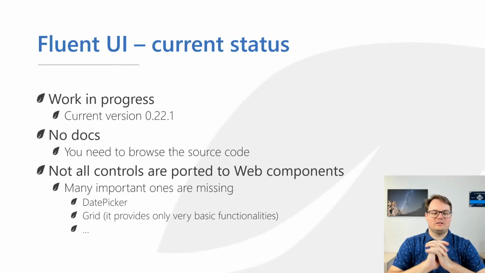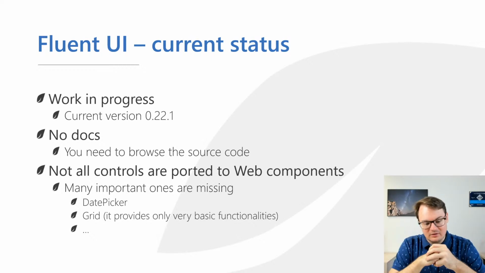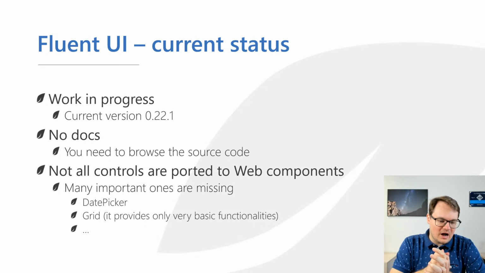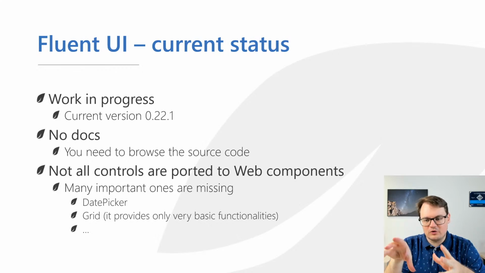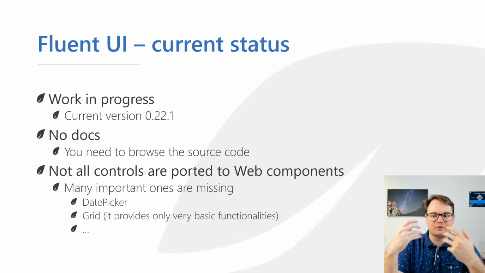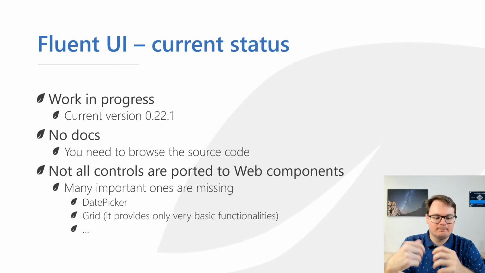So this is the current status. Current version is 0.22, so you can see it's still work in progress. I think that for any real production use, we will have to wait until version 1. And I haven't found any documentation, if there is any. So I'm sorry, but I haven't found it. But the source code is pretty nice and nicely readable. There are the fixtures which show the usage of the controls. So it's good enough at least to start to try the package.